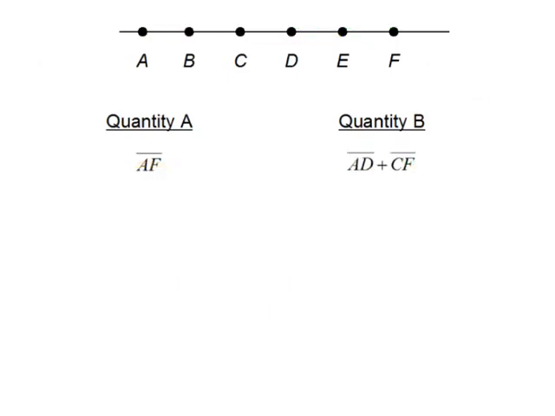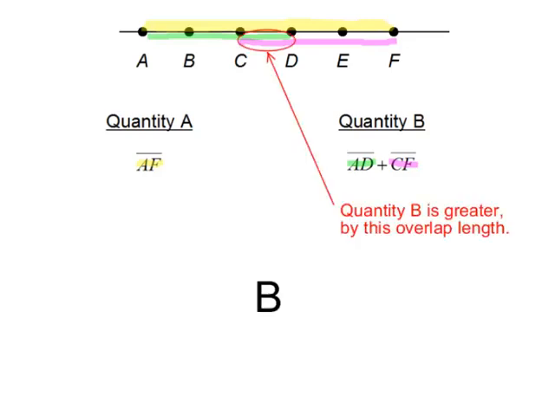Slightly different question about the same figure. And on this one, we've got 2 line segments added together in quantity B, that's the green and the purple, and then quantity A is just one longer line segment. And here, notice all the overlap. The yellow line is equivalent to part of the green line plus the purple line. There's this overlap section, and we can surmise that quantity B is greater by that length.